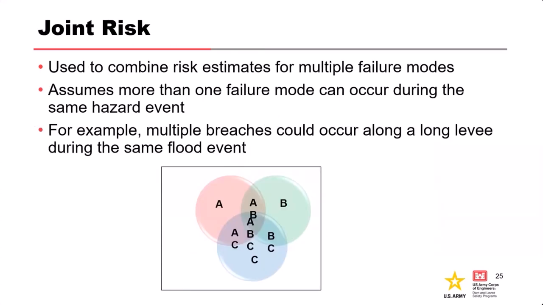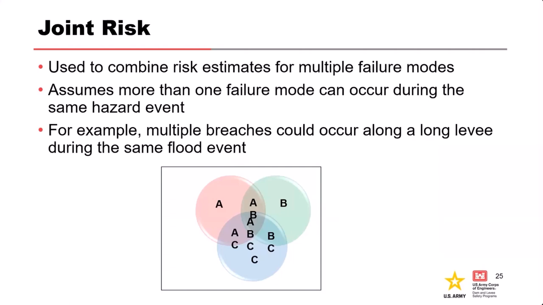These next couple types of options are more about applications for getting a total risk estimate. So when you want to combine multiple failure modes for a system into a total risk estimate, there's a couple basic options. One is called the joint risk model. So this basically means that you believe your system is such that more than one failure mode could happen during the same hazard event. An example of this might be you have a long levee system such that if the levee fails in one location during some flood event, it's not going to prevent a failure from occurring somewhere else, right? So during the same flood event, you could have multiple breaches along your levee.